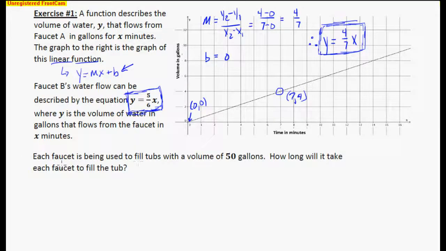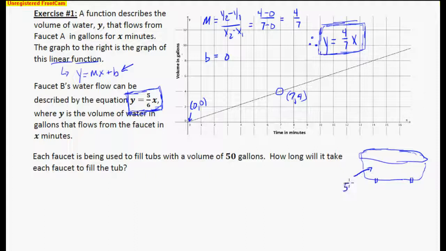Each faucet is being used to fill tubs with a volume of 50 gallons. So I have this tub. And we put a little feet on here for my tub. And we have this little faucet that we're starting to fill this tub, and it can hold 50 gallons.